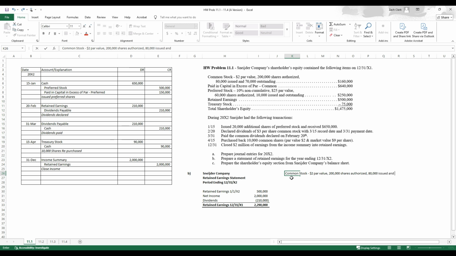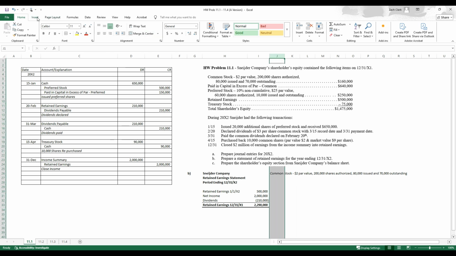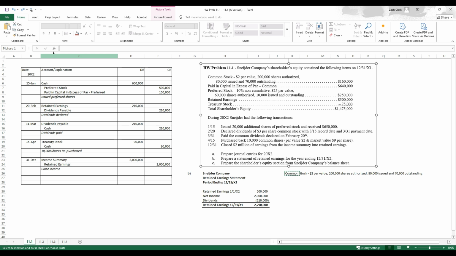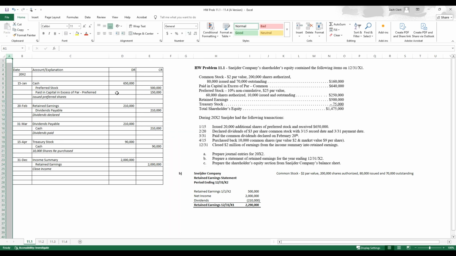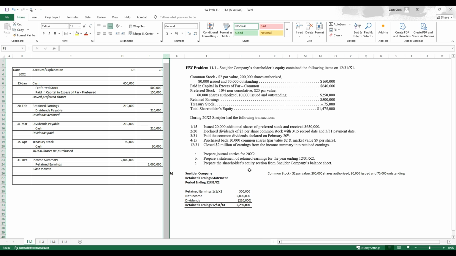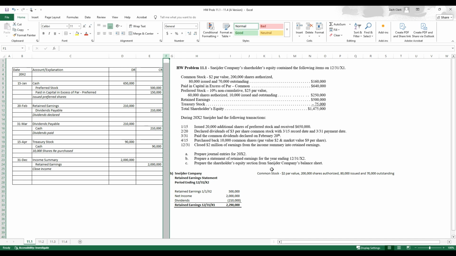So to begin, I'm just going to copy in. And in your version of this problem, let's see if I can get a little space here. So bear with me while I make this a little more well formatted. There we go.